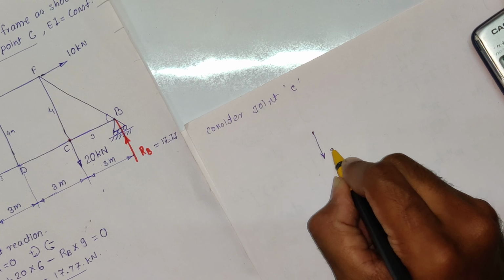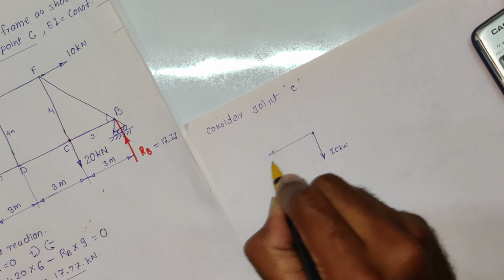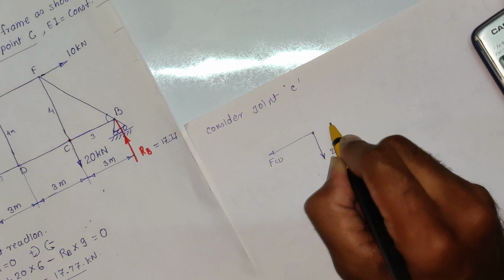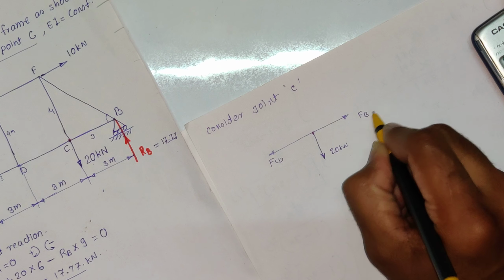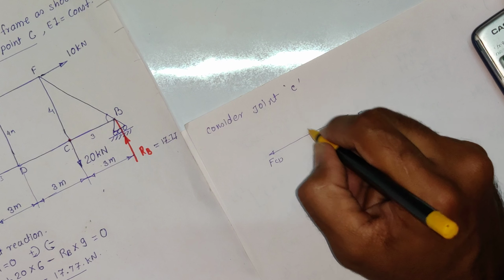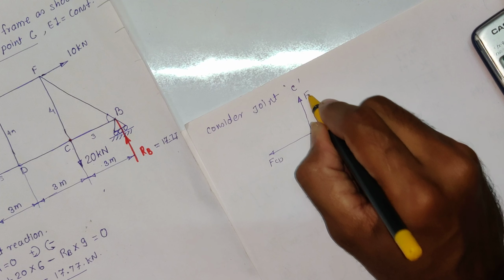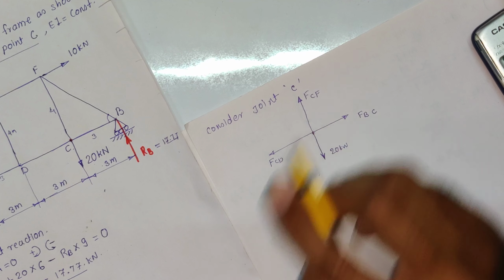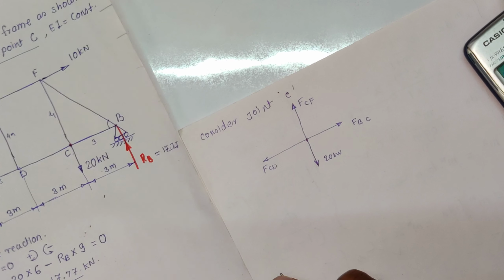This is 20 kilonewton. FCD, FBC or CB you can say, and this is FCF. Right.